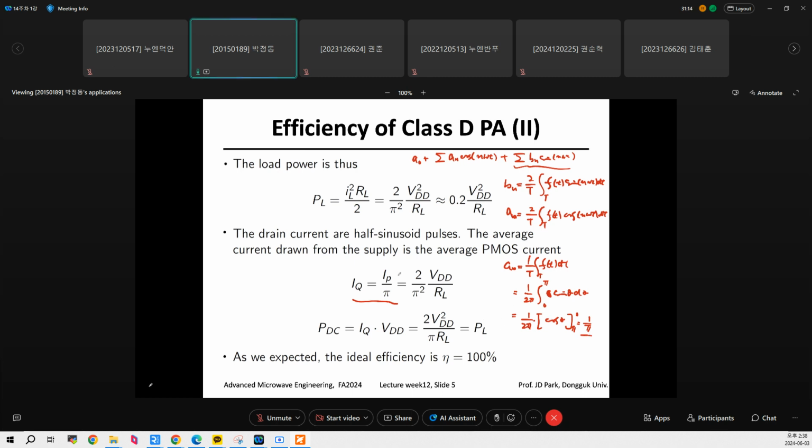Got it? So that's why it is IP divided by pi. So here we already calculated the IP, right? So it was 2 VDD divided by pi RL, right? Which was previously calculated. Therefore, IDC is given by this, right? So if you put them together, IDC and VDD, which is given by this. Look at this. This is exactly the same as the PL. Therefore, efficiency is 100%. Okay? QED, right?